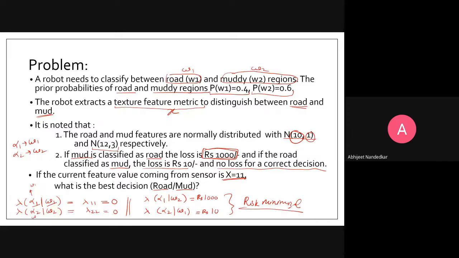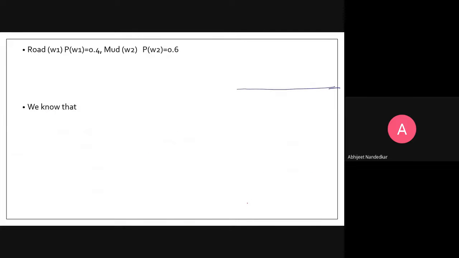Similarly, when you take a decision omega 2 and you have a sample which is from omega 2, there is no loss. But if you take the omega 1 decision and you have omega 2 as your input, then you have a loss of 1000 rupees. And if you take omega 2 as your decision when the true state is omega 1, then you have a 10 rupees loss. So we have to now solve this problem using yesterday's derivation.